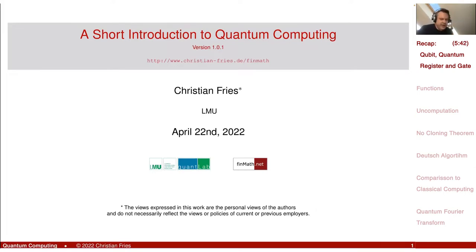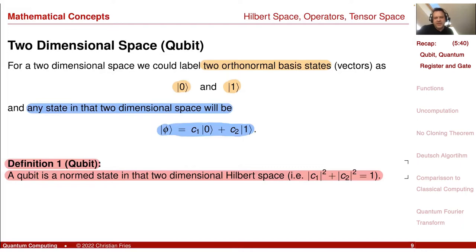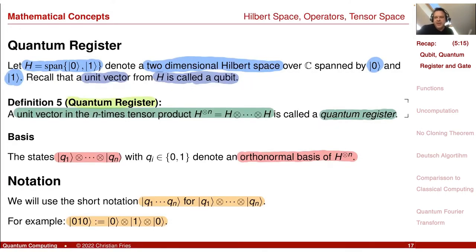quickly. So recall, the qubit is just an element of our two-dimensional space over the complex numbers C. And I denote my orthonormal basis as |0> and |1>. So the qubit is a unit vector from that space. And then there was the quantum register, which is just an n-fold tensor product of qubits, which is then a unit vector of the n-fold tensor space of these two-dimensional spaces.